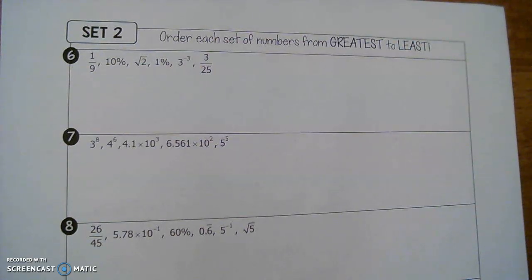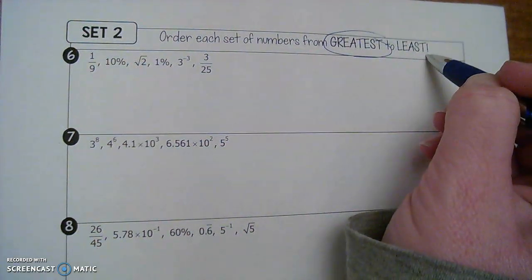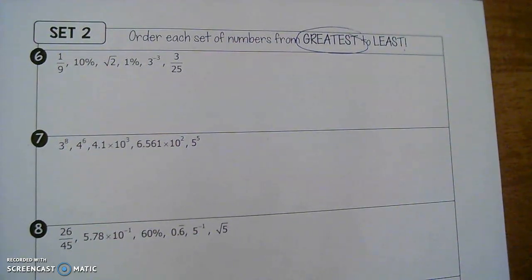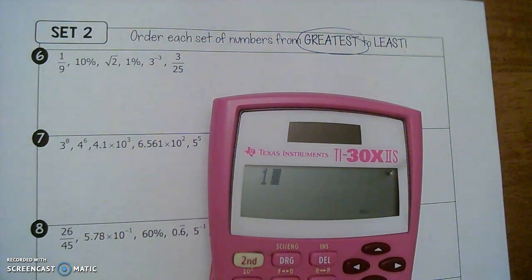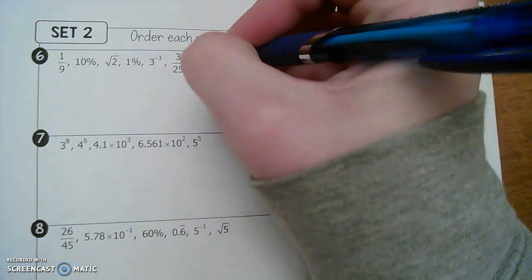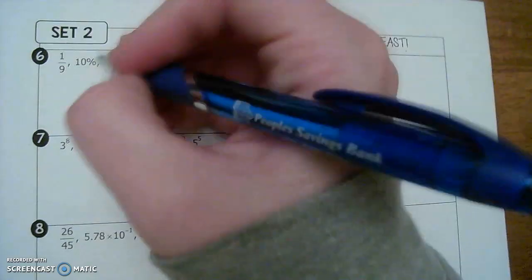Page 17 notes are basically the same as page 16, only we want to order from greatest to least. So now after we get our numbers, we want to find the biggest number first and then work our way down. So again, you're still just going to type everything in to get decimals. 1/9 is 0.1 repeating. Again, I'll just put some ones in there so we can compare them.